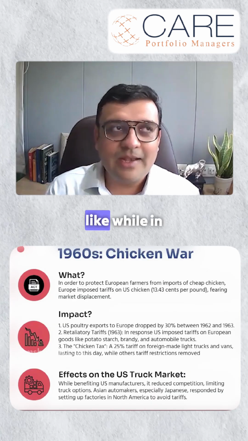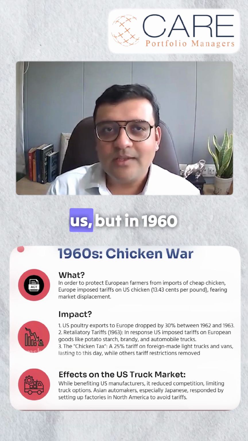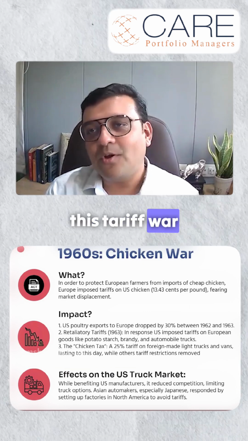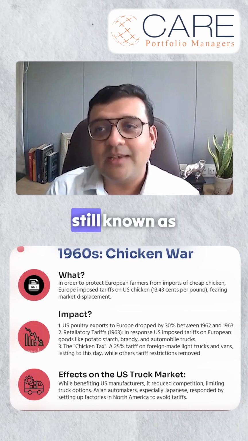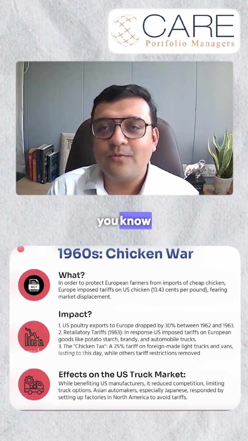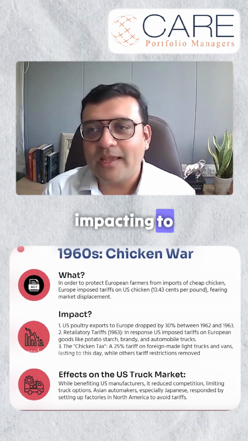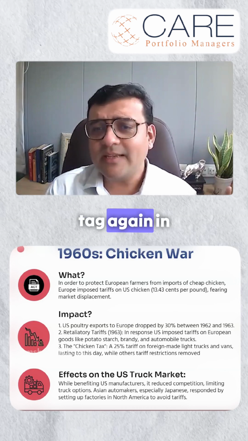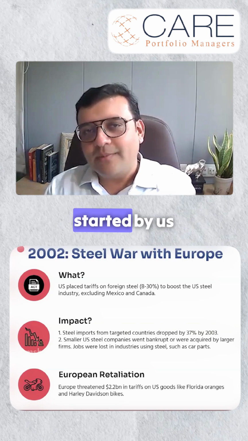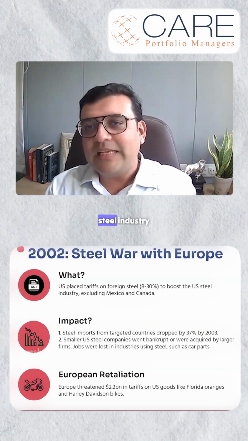This time, while in 1930 it was started by the US, in 1960 this tariff war was started by Europe. It was known as the chicken war, and to this date it is still known as the chicken tax. The European Union found American chicken was impacting their European farmers, and therefore, to protect their interest, they levied the chicken tax.